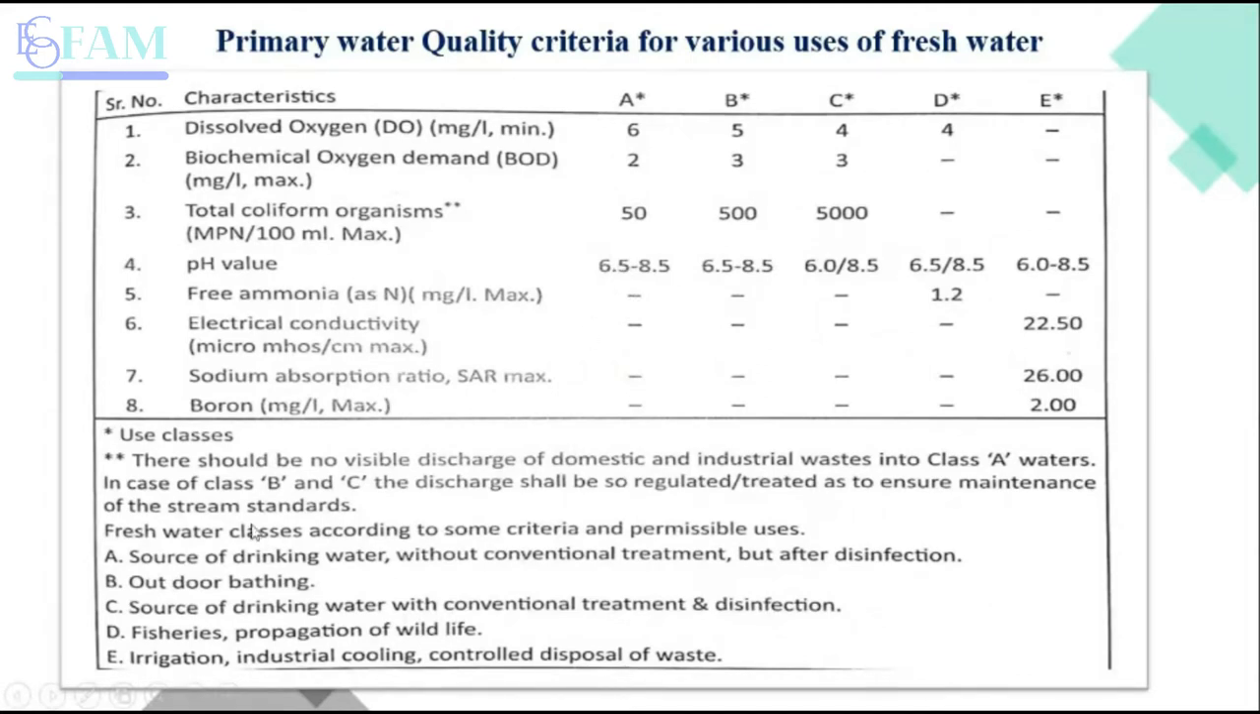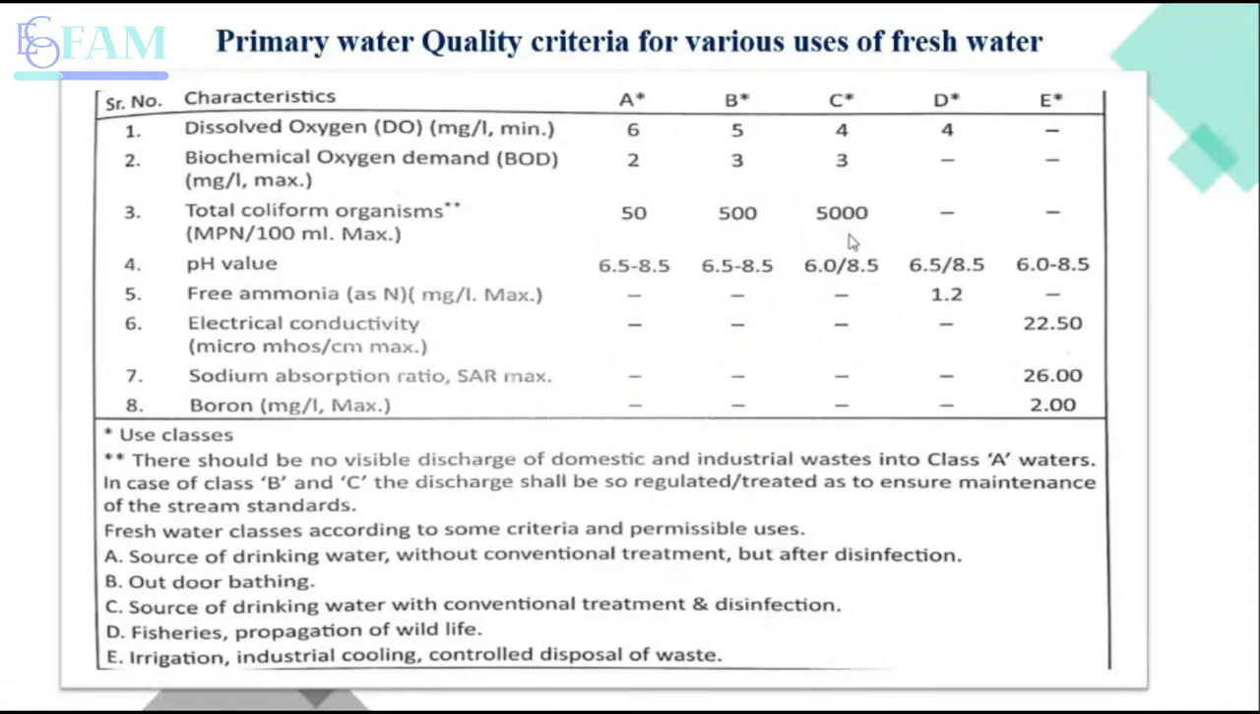So as you have seen, the values of dissolved oxygen decrease when we change from A, B, C, D, and E. Likewise, biological oxygen demand is increasing. If you remember, when the dissolved oxygen in water decreases, biological oxygen demand increases, because it is due to the presence of organic pollutants. Similarly, going from category A to E, the fecal coliforms or total coliforms increase from 50 to 5,000, or even more than 5,000 per 100 ml.